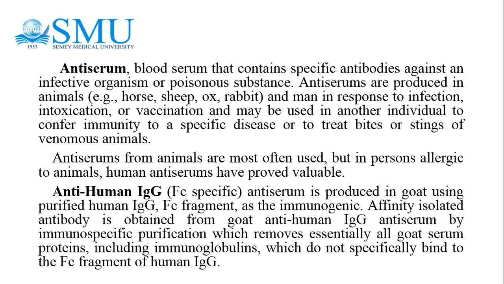And the anti-human immunoglobulin G antiserum is produced in goat using purified human immunoglobulin G, and the Fc fragment as the immunogen. And the affinity isolated antibody is obtained from goat anti-human immunoglobulin G antiserum by immunospecific purification, which removes essentially all goat serum proteins, including immunoglobulins, which don't specifically bind to the Fc fragment of human immunoglobulin.